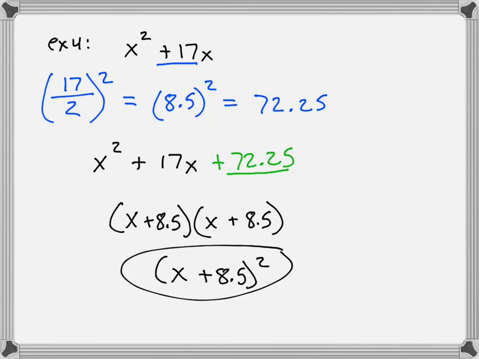Hopefully this video helped explain the process of completing the square, and you can now identify the missing value needed to make it a perfect square trinomial and use that value to go ahead and factor this into a perfect square.